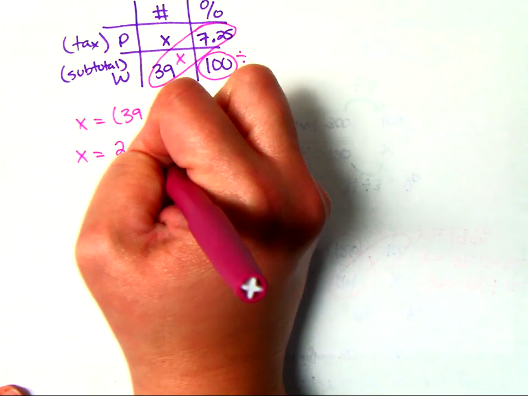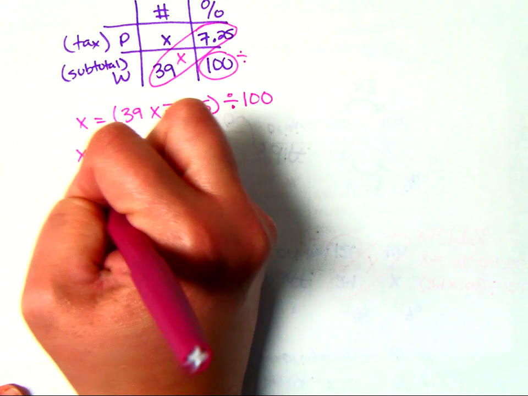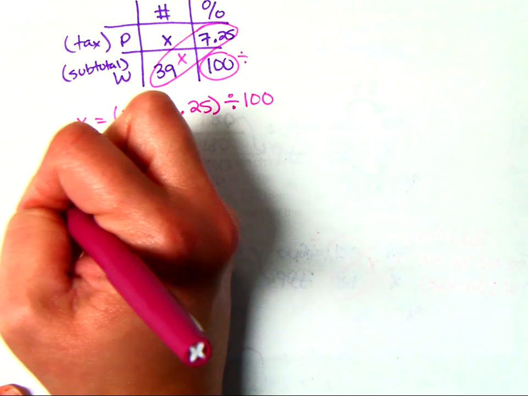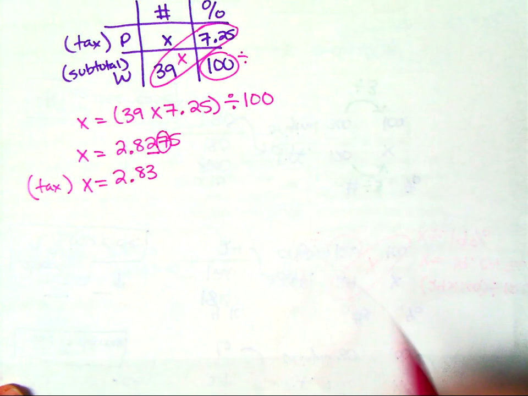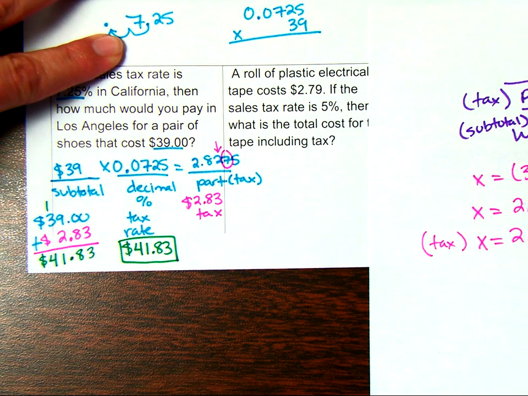Again, we're going to round to the nearest hundredth, so 4 or less, let it rest, 5 or more, add 1 more. So either way, you're getting x, which is your tax, and it represents, in this word problem, $2.83. And we've already added that over here.